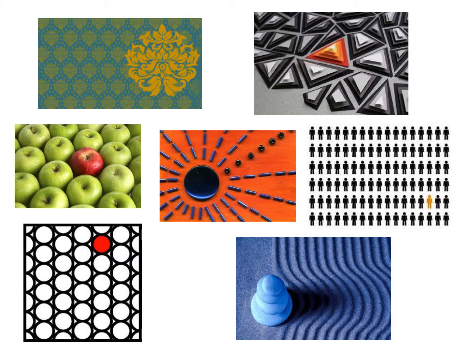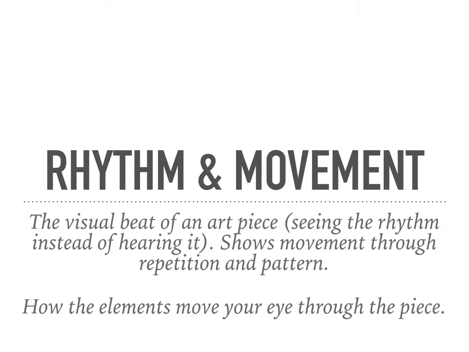So the next one is 2 in 1, actually. We're going to go over rhythm and movement in one slide, but they are technically separate. So rhythm is the visual beat of an art piece. So seeing the rhythm, okay, instead of hearing it like you would normally hear in a song. So it shows movement through repetition and pattern mostly. Movement is how the elements move your eye through the piece of art.